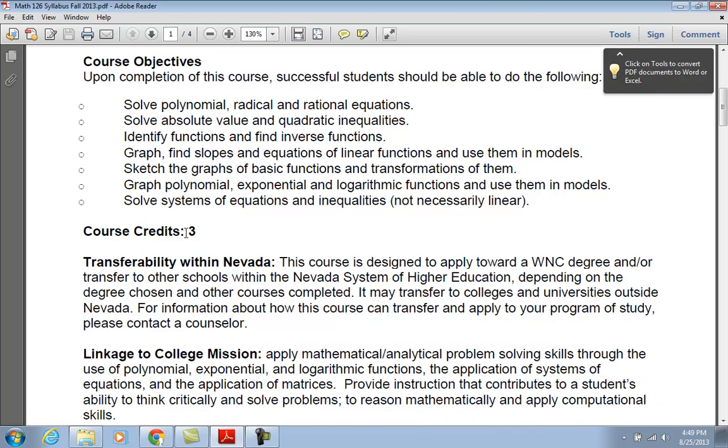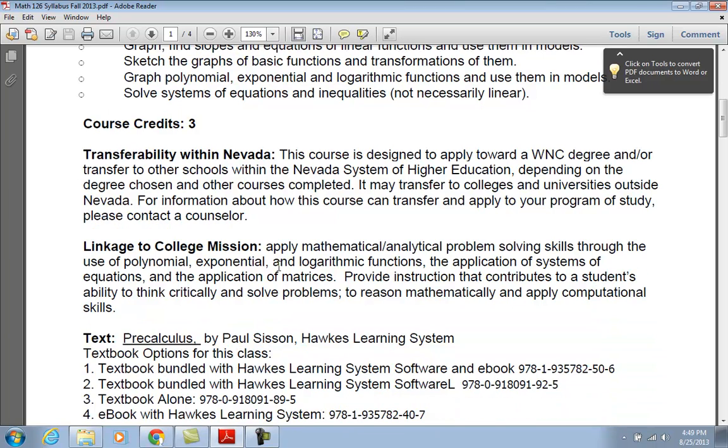Okay, course credits 3, transferability within Nevada. This course is designed to apply toward a WNC degree and or transfer to other schools within the Nevada system of higher education. Depending on the degree chosen and other courses completed, it may transfer to colleges and universities outside Nevada. For information about how these courses can transfer and apply to your program of study, please contact a counselor.